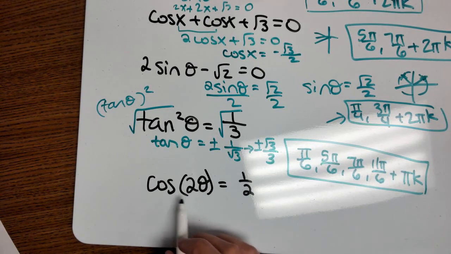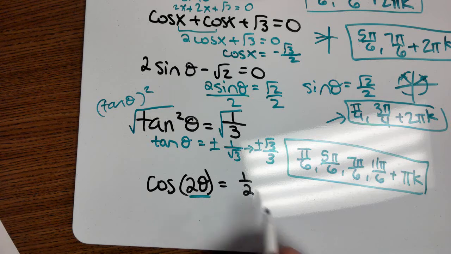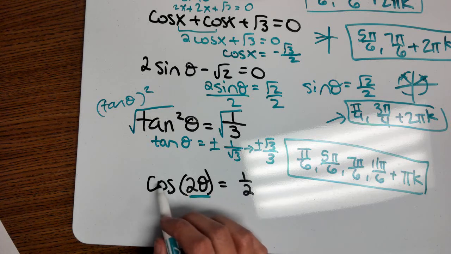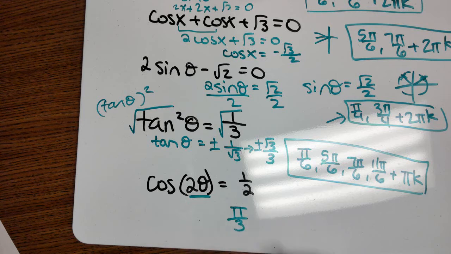And then the last one, cosine of 2 theta is 1/2. Anytime you have a number with your theta, you're going to leave that alone until the very end. So we're going to solve it. We're going to say cosine of an angle is equal to 1/2. Well, that angle is going to be pi over 3, and it's also going to be 5 pi over 3. We did not solve for theta. We solved for the angle that gives me that.